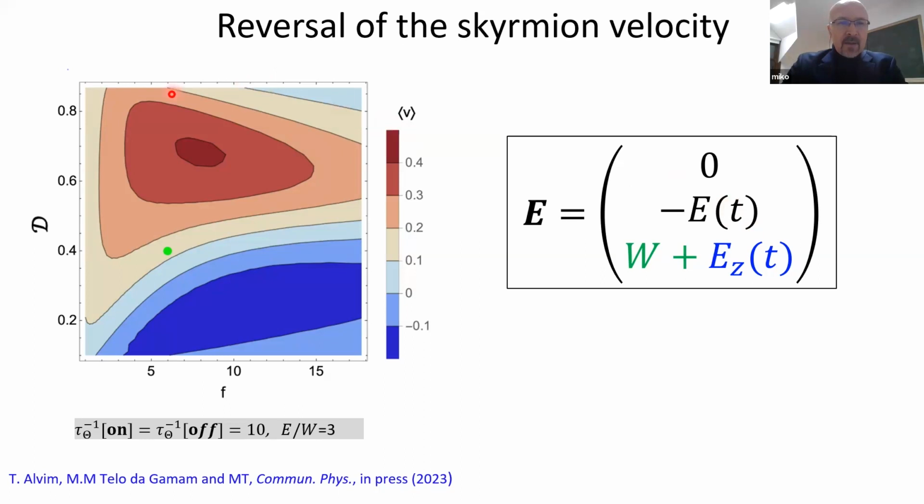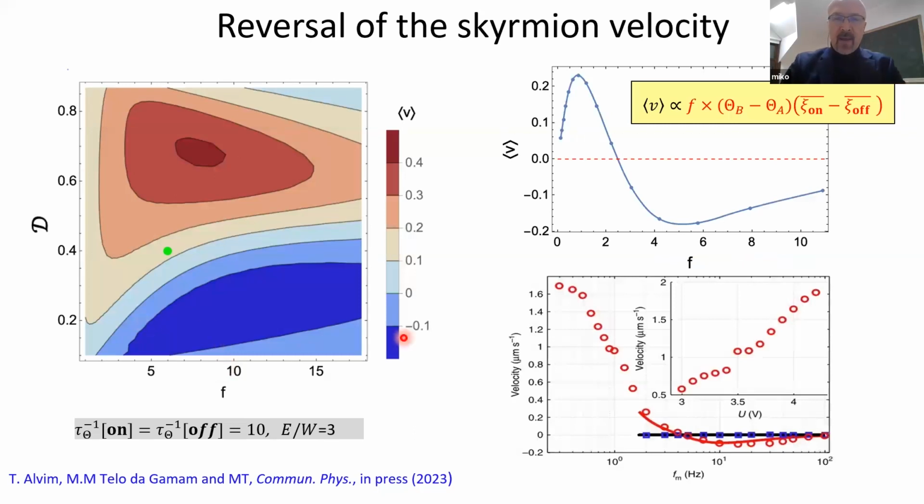And now the left panel shows the color-coded velocity of the skyrmion depending on the duty cycle of this electric field and the frequency. You observe a nice reversal of the skyrmion motion at all frequencies when you change the duty cycle. And then we can compare velocity qualitatively. On the upper panel, I show the velocity of the skyrmion from our simplified model as a function of frequency, and at the bottom panel, the experiments from Ivan's group. So qualitatively, the shape is very similar. We have the zero point, we have a global minimum, and so on.